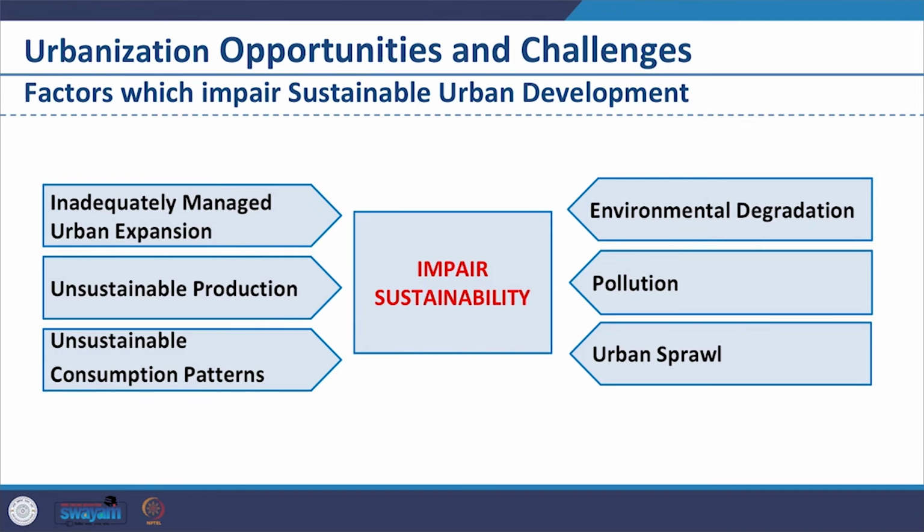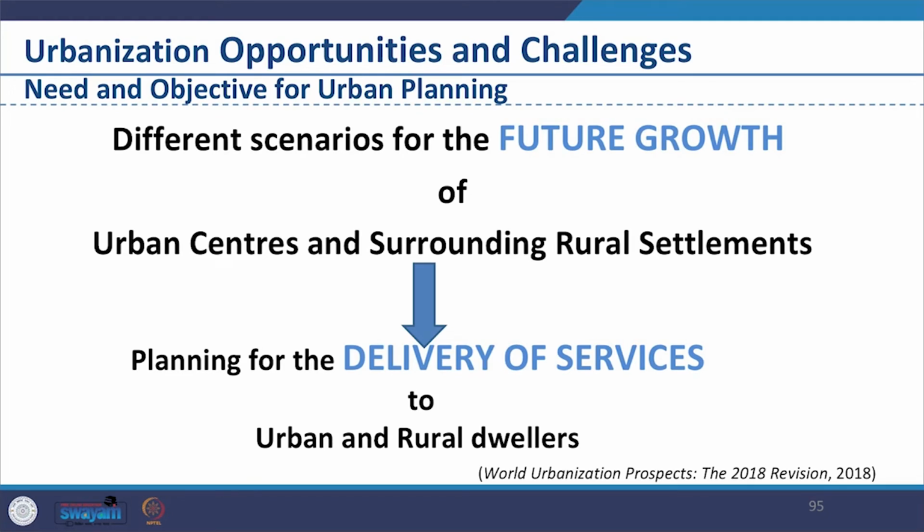Unplanned or inadequately managed urban expansion, in combination with unsustainable production and consumption patterns and lack of capacity for public institutions to manage urbanization, can impair sustainability due to urban sprawl, pollution, and environmental degradation. Planning for the delivery of services to urban and rural dwellers should include consideration of different scenarios for the future growth of urban centers and surrounding rural settlements. We need to see which direction we are going to take, what possibilities are there, what our future would look like, and accordingly plan for it.